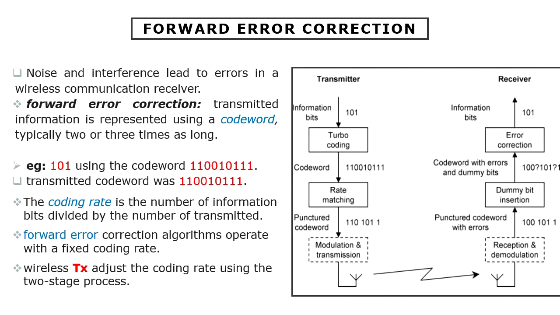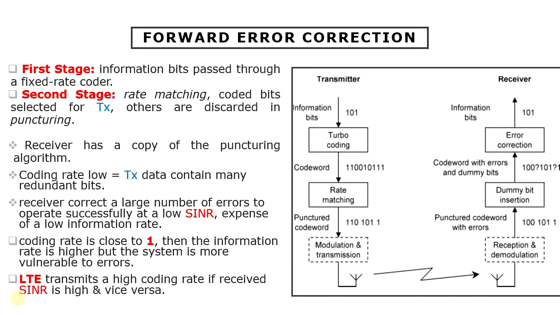The coding rate is the number of information bits divided by the number of transmitted bits, 1/3 in the above example. Usually, forward error correction algorithms operate with a fixed coding rate. Despite this, a wireless transmitter can still adjust the coding rate using the two-stage process shown in this figure. In the first stage, the information is passed through a fixed rate coder. The main algorithm used by LTE is known as turbo coding, and has a fixed coding rate of 1/3.